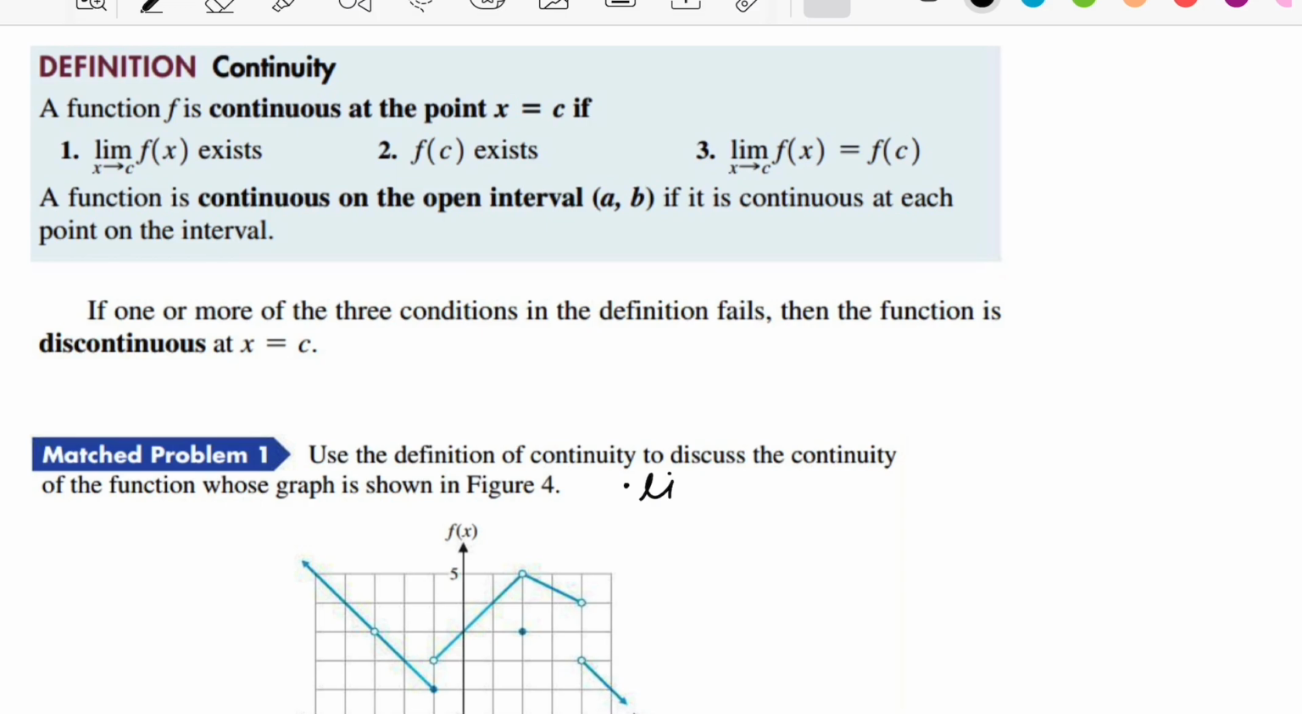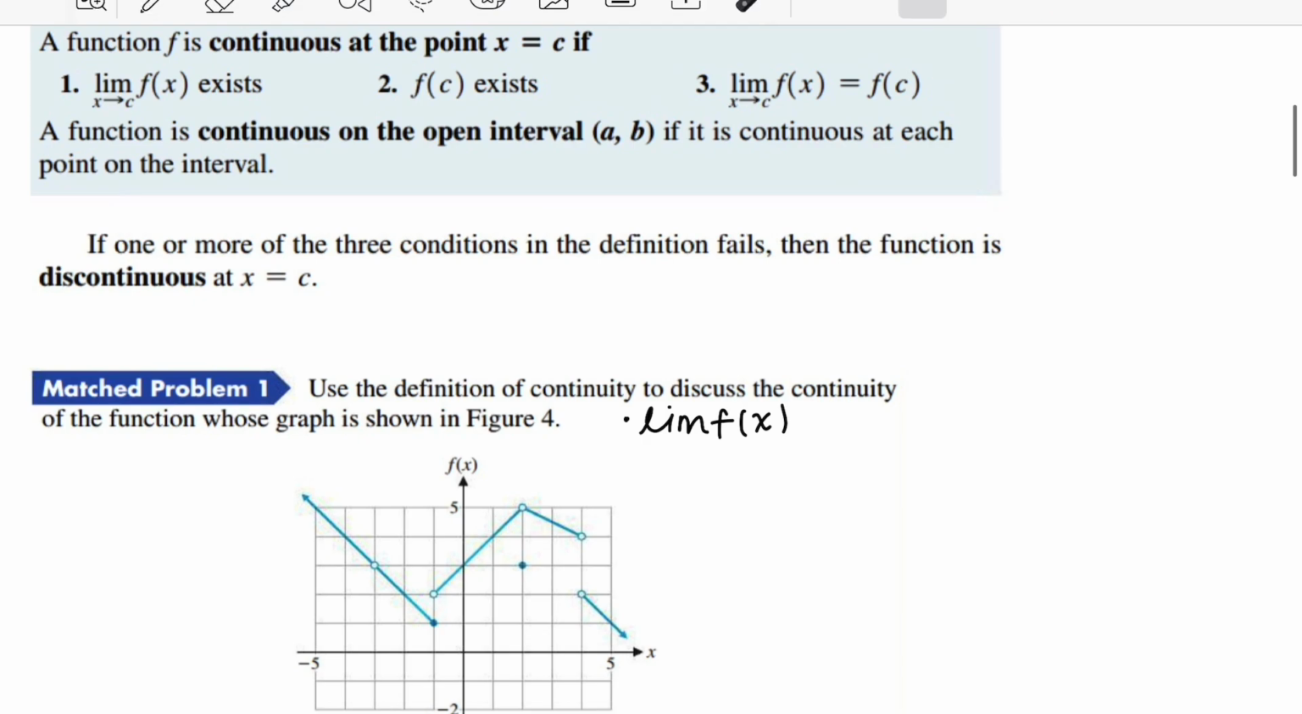So first, I'll look at the limit of our function as x approaches this point here. So that is -3. As x approaches -3 from the left here, we see that our function value is 3. Similarly, if we were to approach -3 from the right here, we also get 3. So this tells us that the limit of our function as x approaches -3 from the right and from the left are equal and equal to 3, so our limit exists.